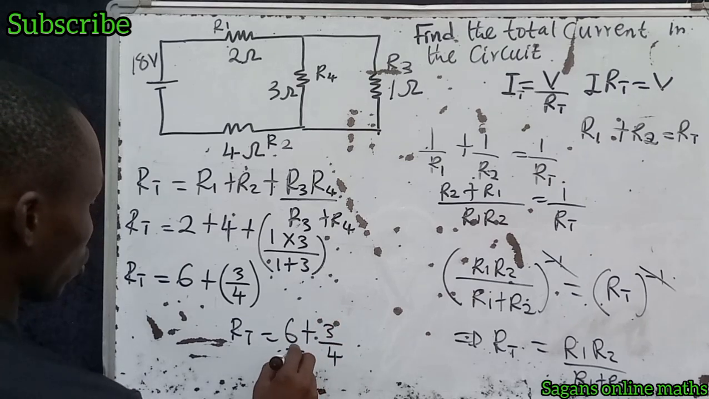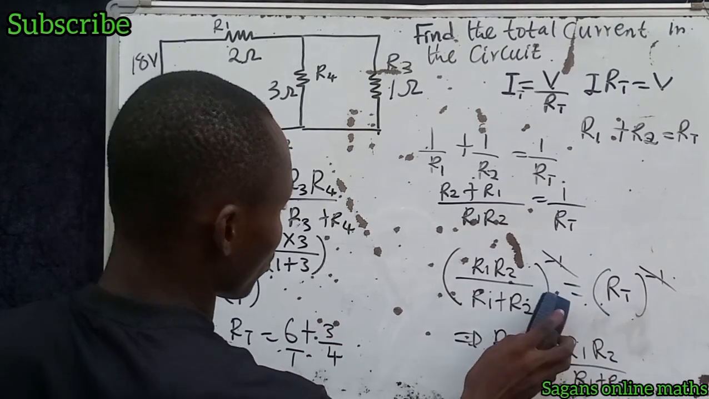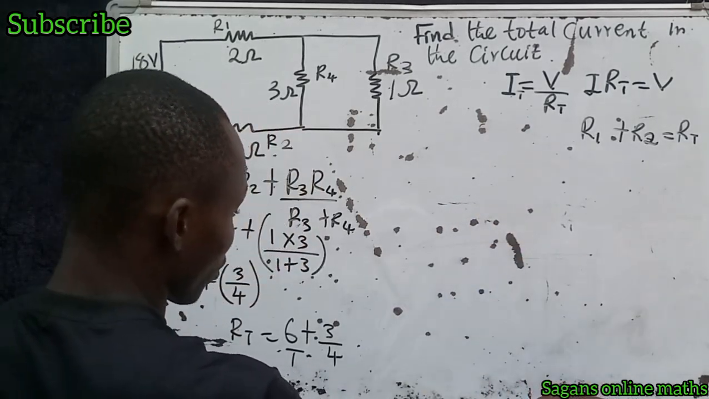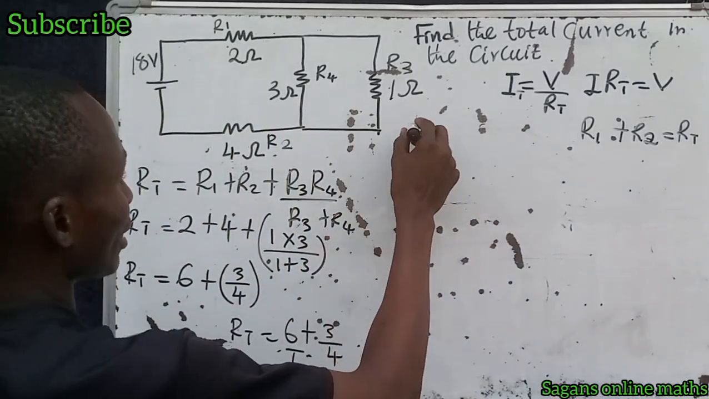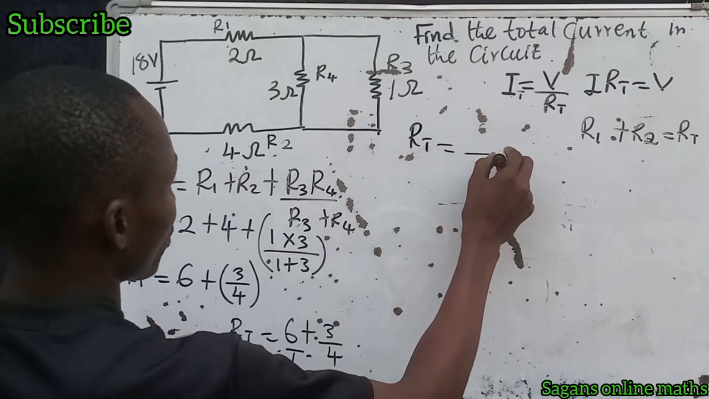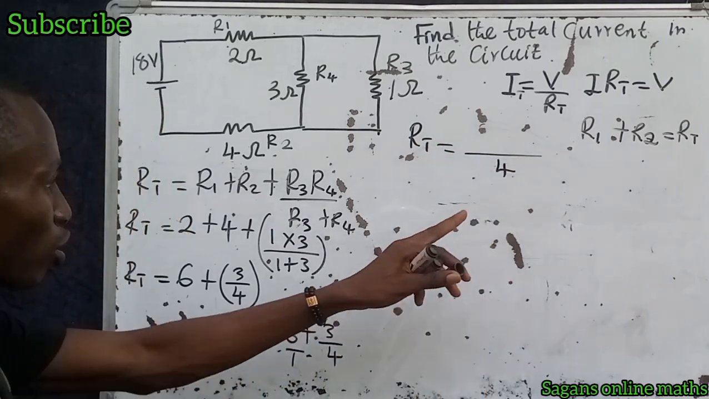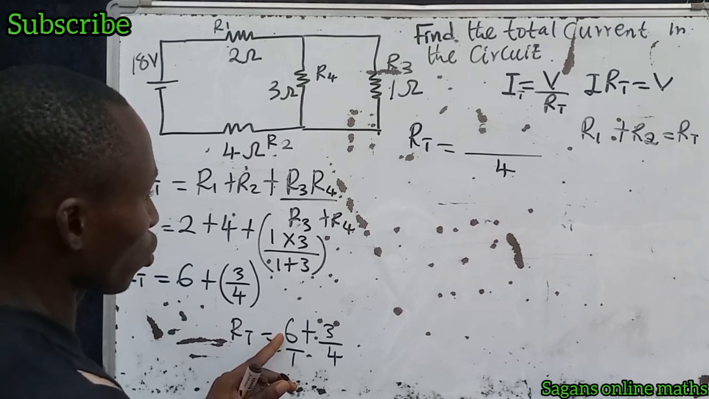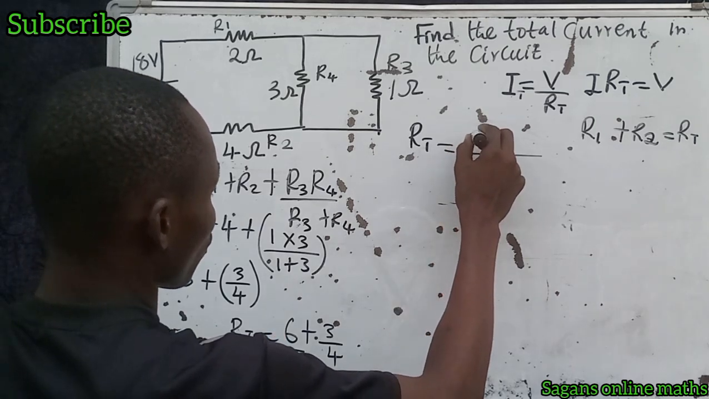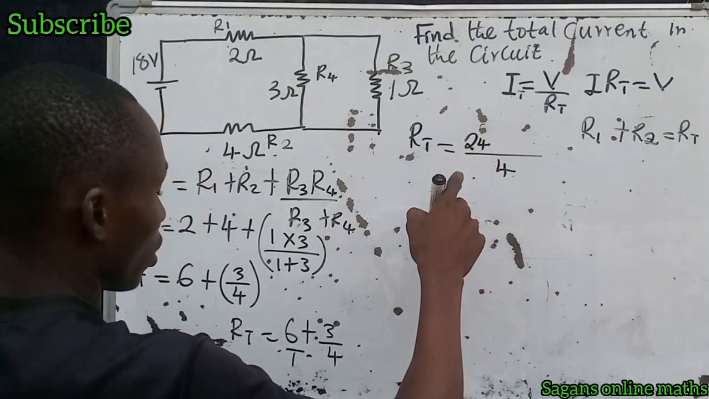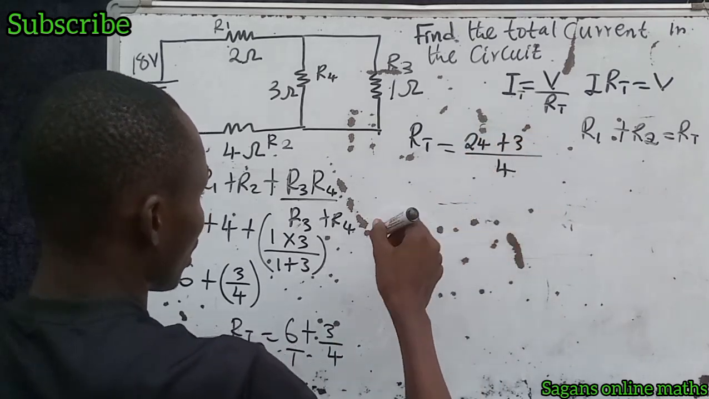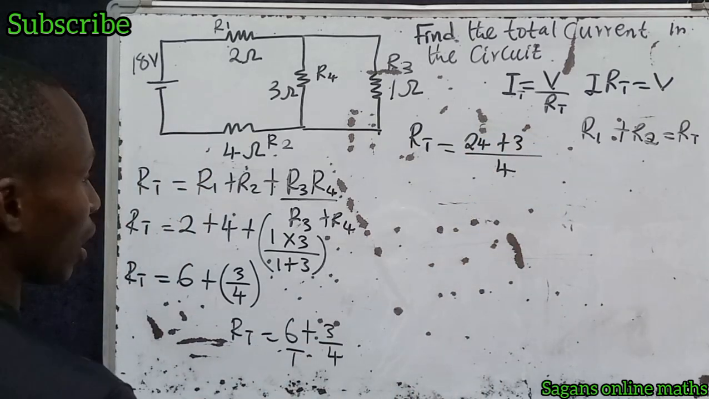Don't forget that the denominator here is 1. So let's take our LCM. Our LCM is 4. That means total resistance is equal to, our LCM is 4. Now 4 divided by 1 will give us 4, and 4 times 6 will give us 24. So here we have 24. Then 4 into 4 is 1 time, 1 times 3 gives us plus 3.